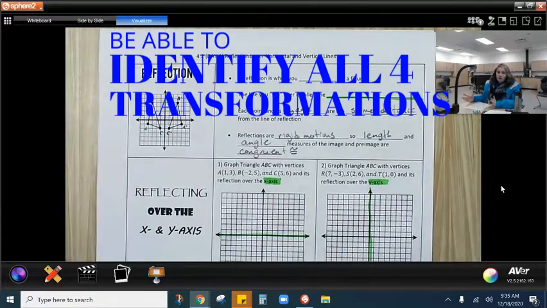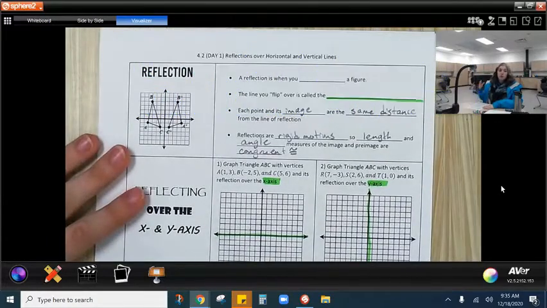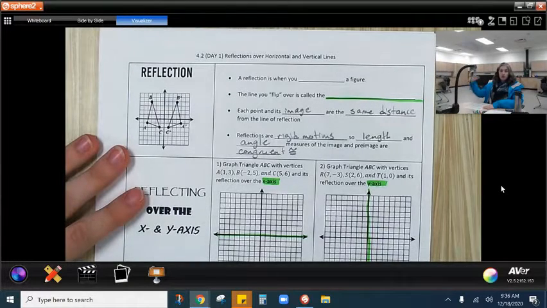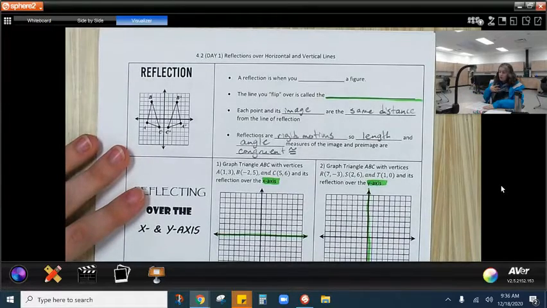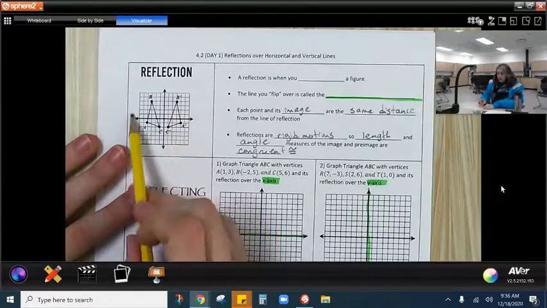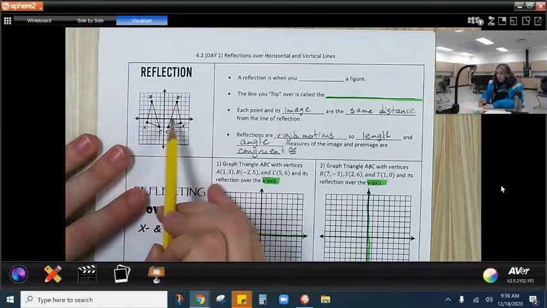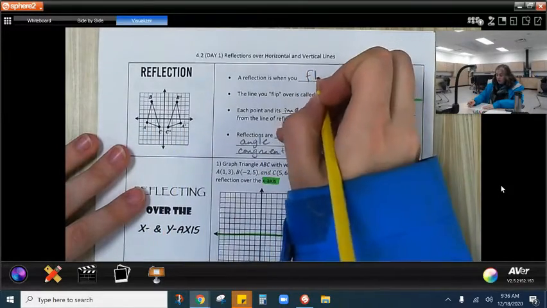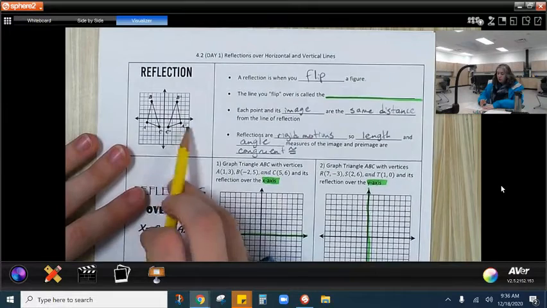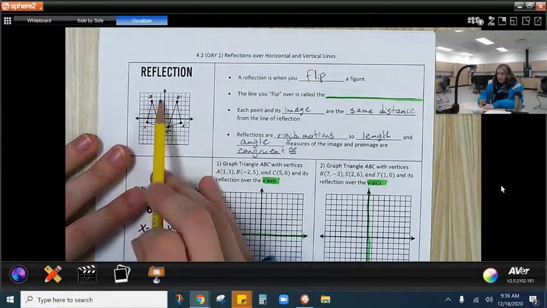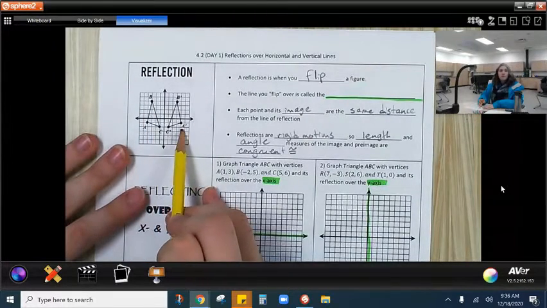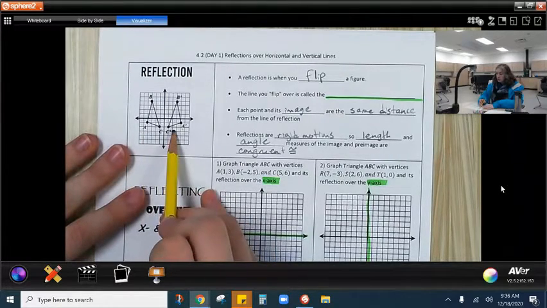So what is a reflection? We know if we look in the mirror, we're seeing a reflection of ourselves, right? We see the image. That's what we're seeing in the mirror, and we are the pre-image. So a reflection, like you can see right here, is where we flip, all right, we flip or we reflect a figure. So here is our pre-image triangle ABC, and then A prime, B prime, C prime is our image, right? Pre-image, image.